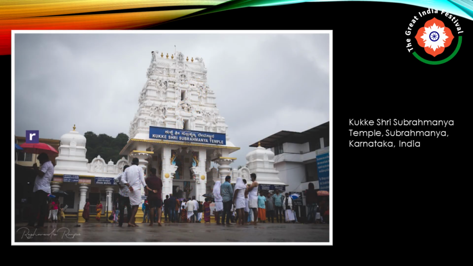This photograph is showing a temple, which is Kukke Subramanya Temple. Subramanya is a place in Karnataka in India. Kukke Subramanya is one among the seven holy places created by Parashurama. As you see in the photograph, I wanted to capture the grandeur of the temple architecture.